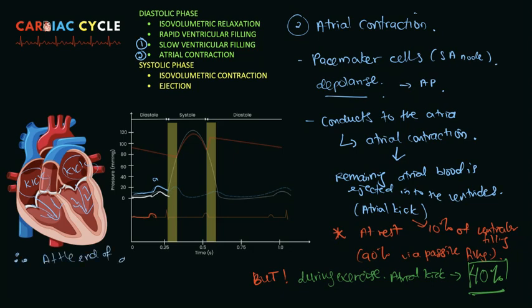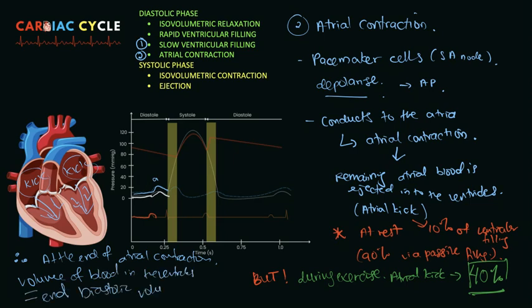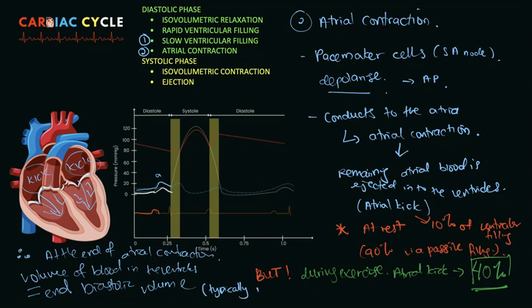Therefore, at the end of atrial contraction, we are at the end of the diastolic phase. Therefore, the volume of blood in the ventricles at the end of this phase is the end diastolic volume, typically around 120 mL for a healthy 70 kg man.